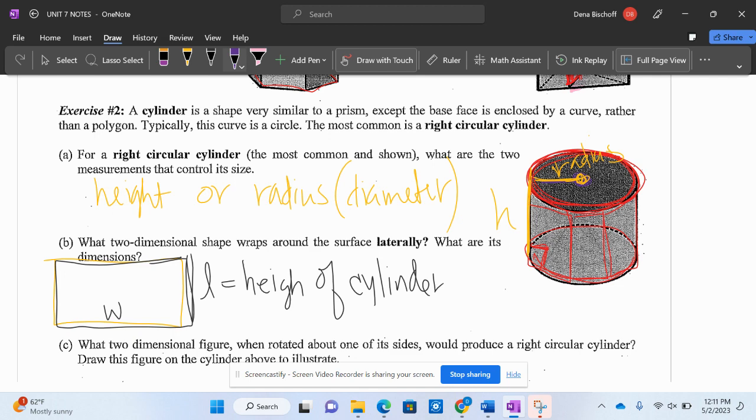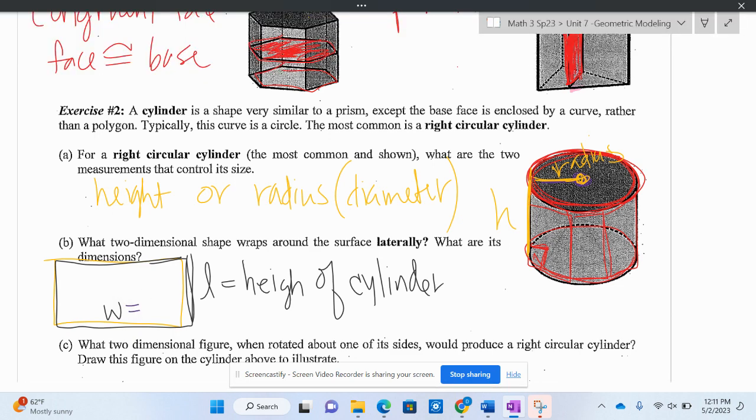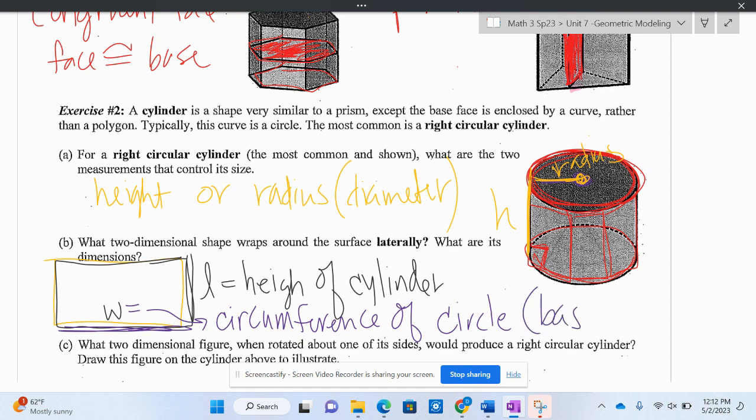Okay. And the width, it's not the radius. It's all the way around the circle. What's that measurement? No. Diameter goes through the center. What's that measurement all the way around? Circumference. The width is the circumference of the circle, which is the base. Okay.